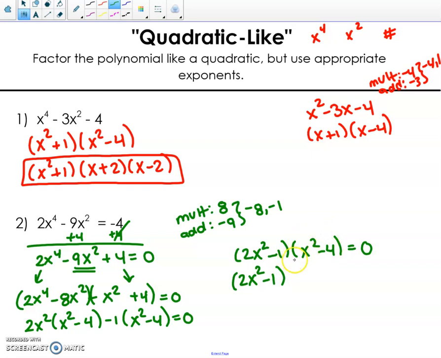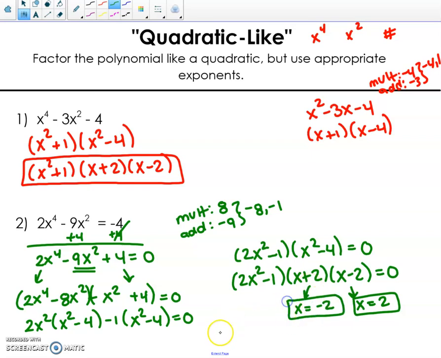And then x squared minus 4, similar to the problem before, that is difference of squares, so we have x plus 2, x minus 2, set it to 0. So if I set each of these factors to 0, I'm going to get x equals positive 2. I'm going to get x equals -2.